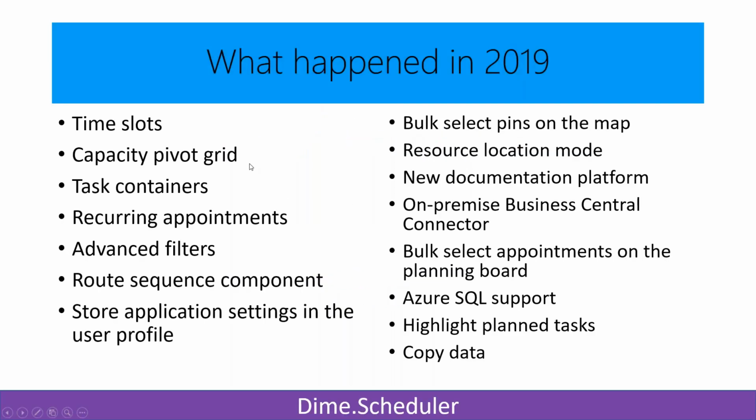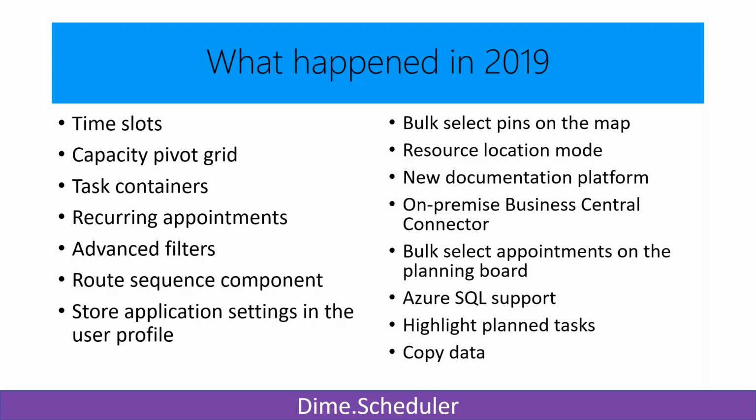Great. So in this slide here, I highlight a few of the qualities that were added in 2019. Some of these high-profile aspects include recurring appointments, advanced filters, the capacity pivot grids, time slots. We have a brand new documentation platform, etc. We also did quite some work on the map with the addition of bulk select support, location modes, a route sequence component, and so on.